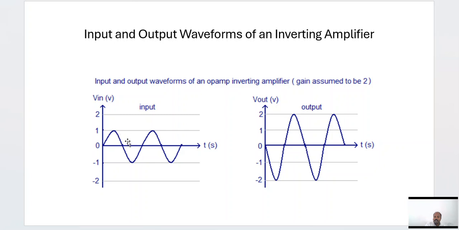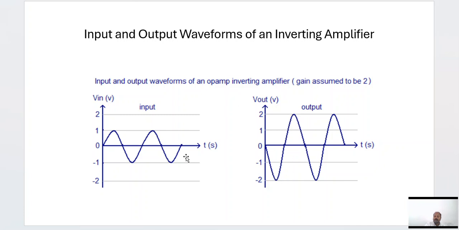Suppose we are giving a sine wave as the input, then the output voltage will have a phase shift of 180 degrees. So it is an exact inverse of the input. Also the value of this voltage will be amplified based on the gain. Here we are assuming the gain as 2. If the input given is 1 volt, then the output will be the multiplication of the input into the gain. So gain 2 means the input is 1 volt, and 1 into 2 gives the output as 2.